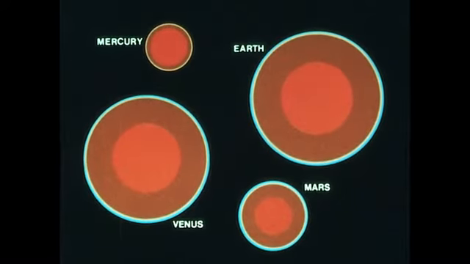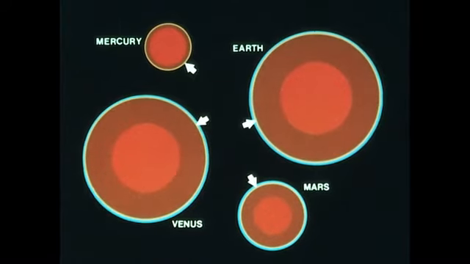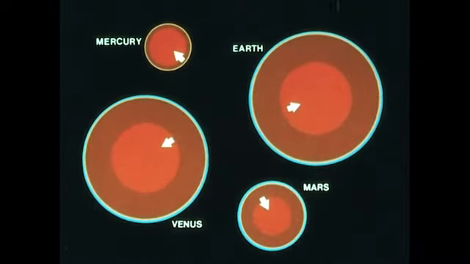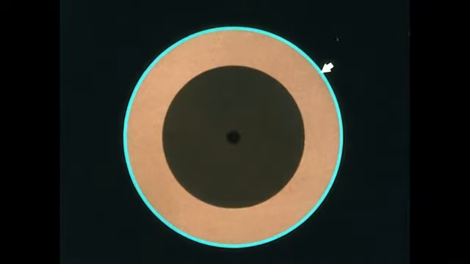Physically, the inner or terrestrial planets differ from the outer planets in several ways. Mercury, Venus, Earth, and Mars are all small and dense, with a crust, mantle, and a metallic core. The outer planets, except Pluto, are large, low-density bodies.